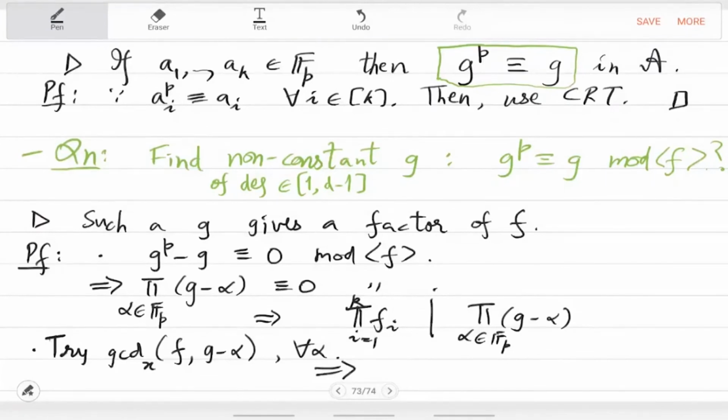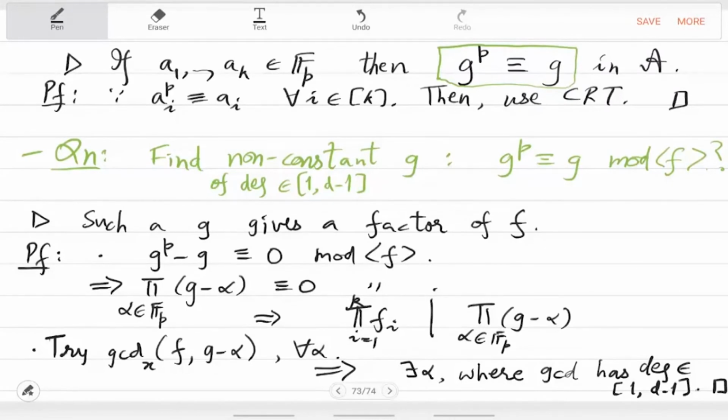So this implies that there exists an alpha where GCD has degree 1 to d minus 1. So for some alpha, GCD has to be non-trivial, and that factorizes f, right? So if you can find this non-constant G of limited degree 1 to d minus 1, then by this process you will be able to factor f.